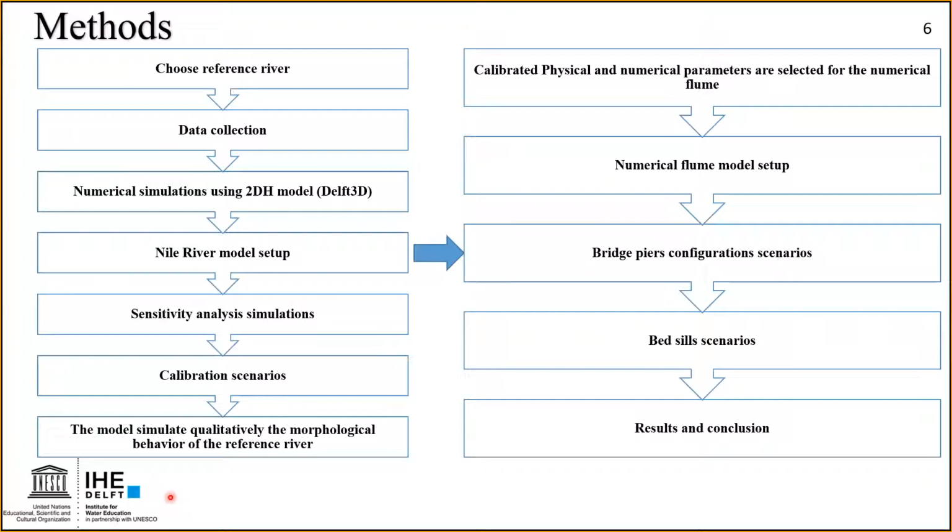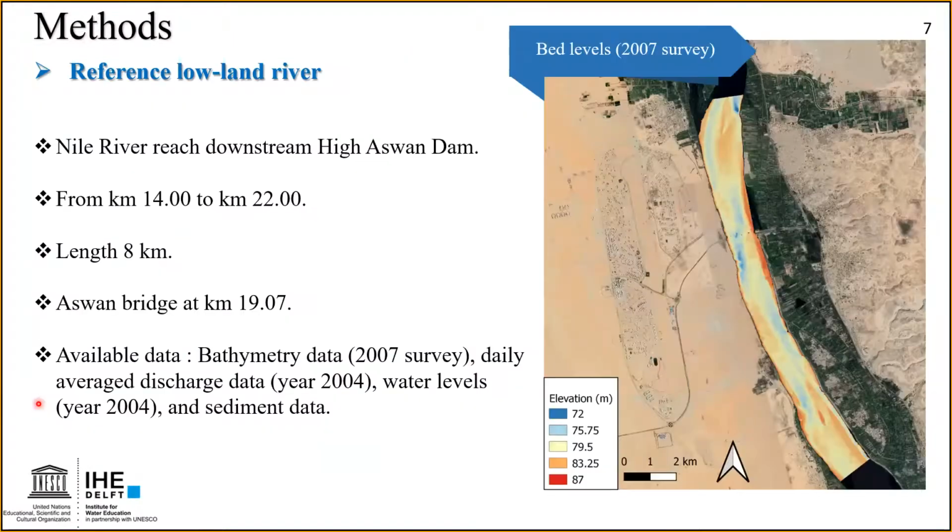We used many scenarios until the model simulate qualitatively the morphological behavior of the reference river. We take this calibrated physical and numerical parameters and use it for the numerical flume, which we build and use in our research scenarios for bridge piers configuration scenarios and also for the bed cell scenarios. Then we come up with our results and conclusion.